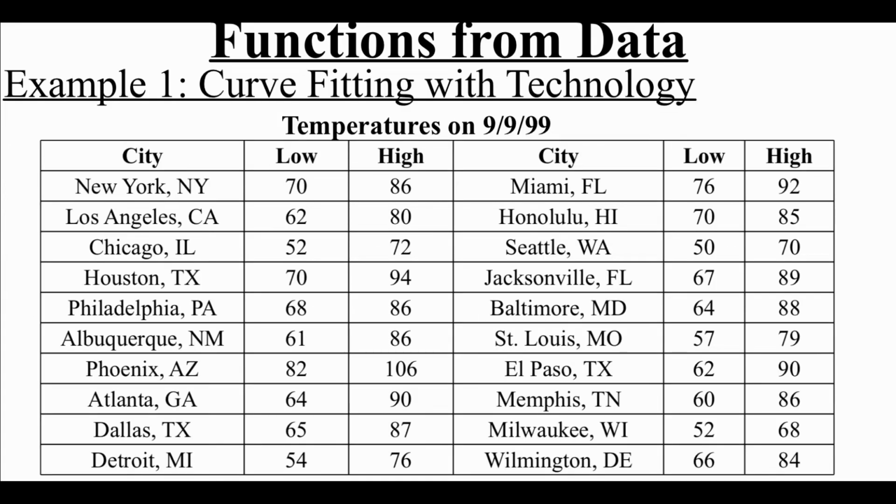So we're going to look at some data in here, and we're going to do a little curve fitting using our calculator. So this is actual data. These are actual recorded temperatures from September 9th of 1999, or 9/9/99. And what we've got is a whole list of cities, and we have their recorded low temperature on that day and also their recorded high temperature on that day. And we're going to use our calculator to try to come up with a model, a function for all of this data.